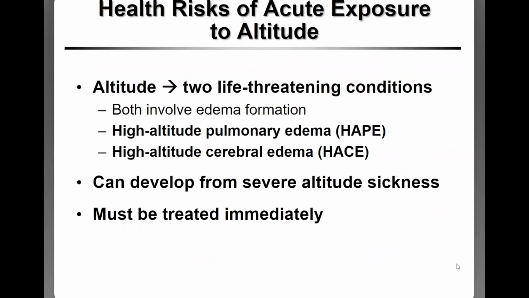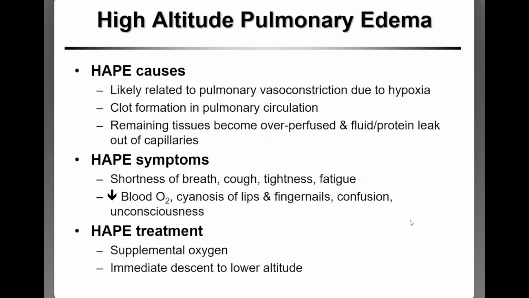At altitude, there are two life-threatening conditions, one being high-altitude pulmonary edema and the other being high-altitude cerebral edema. And they can develop from severe altitude sickness. So these usually happen on a continuum. And the presence of HAPE or HACE means that treatment or retreat to a lower altitude should happen immediately.